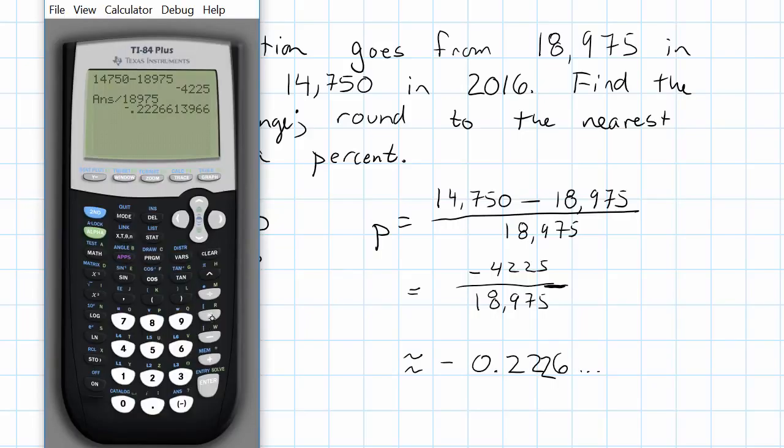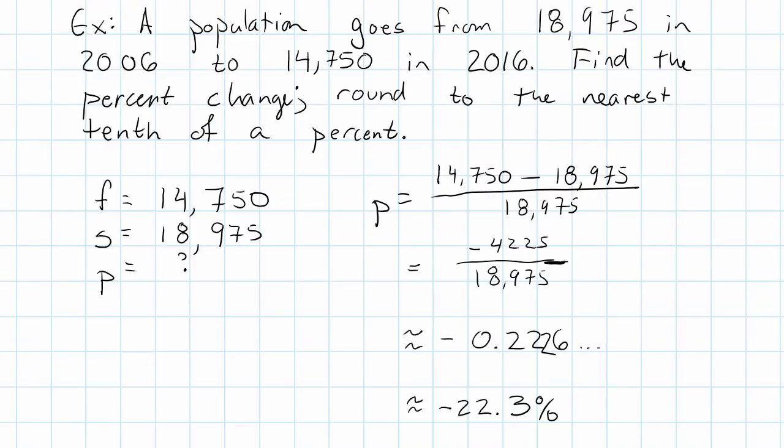So I'll multiply by 100. 22 point, round up to 3. So we get negative 22.3%. How do we understand that negative number? Well, that's a negative change, which just means the population decreased. Okay, so that's an example of using Formula 1.